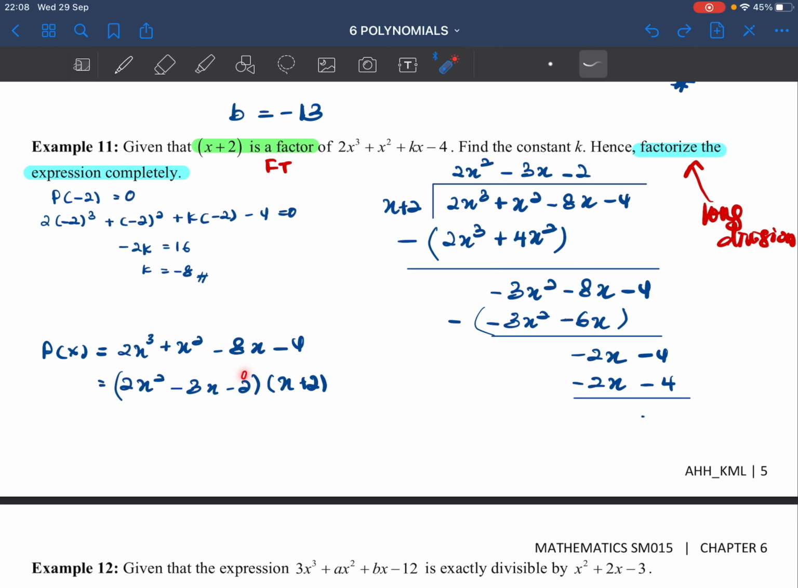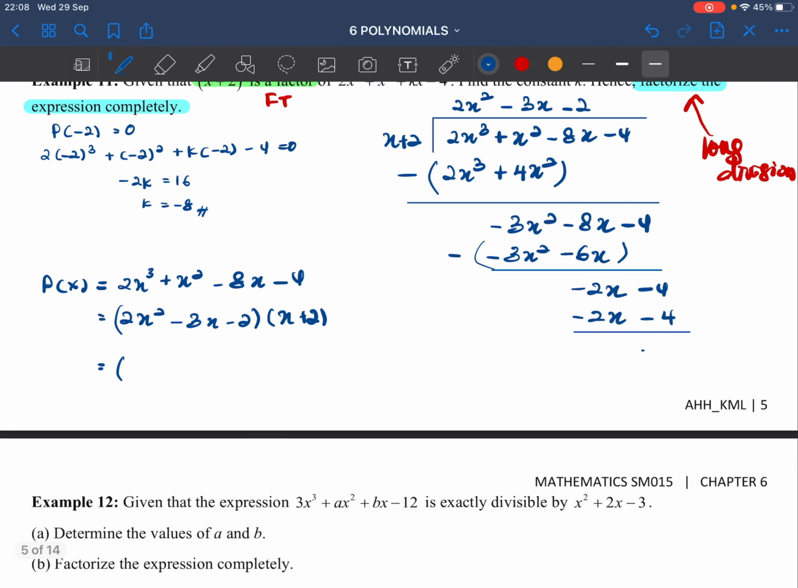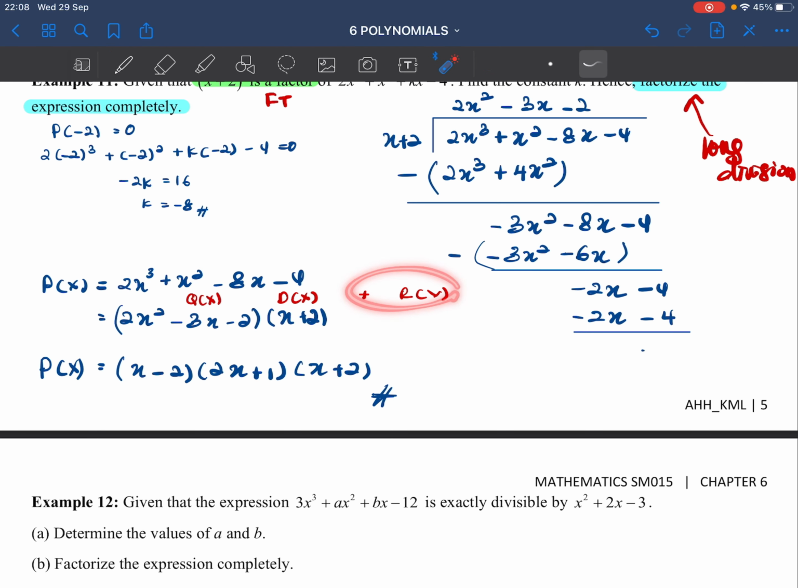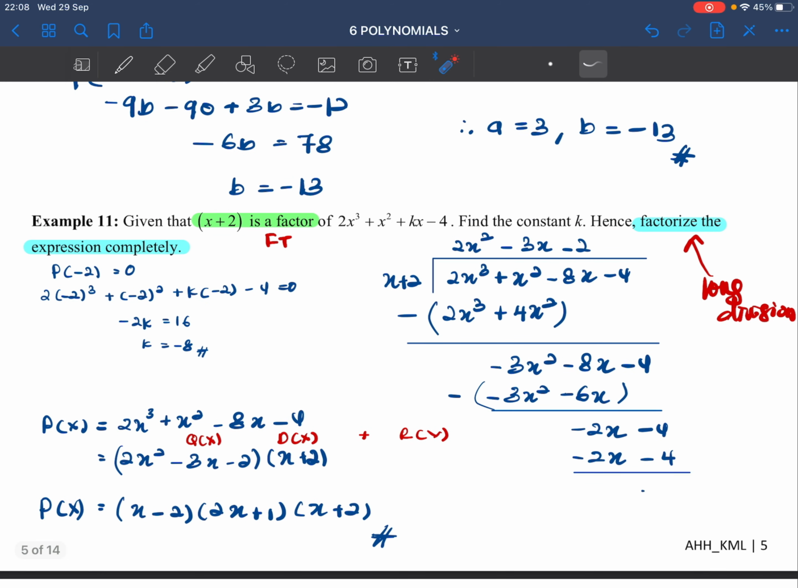So now this part you can factorize, because it says factorize completely, so we have to factorize completely. For this one, just use your calculator. You should get x minus 2, 2x plus 1, and here is x plus 2. So this is factorized completely. So this is what we do for our long division, qx times dx plus rx. But our rx is 0, so we can ignore this part. Okay, can you understand that? So if the question asks you to factorize completely, you have to do your long division.